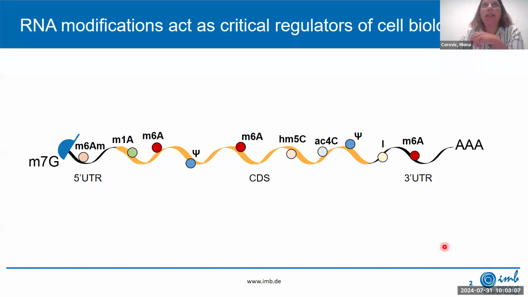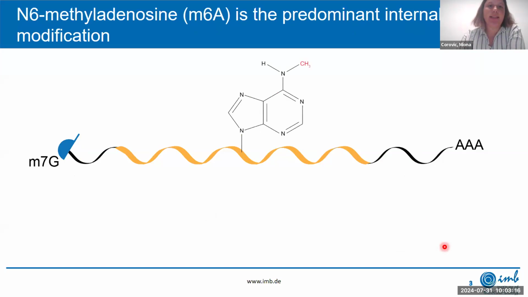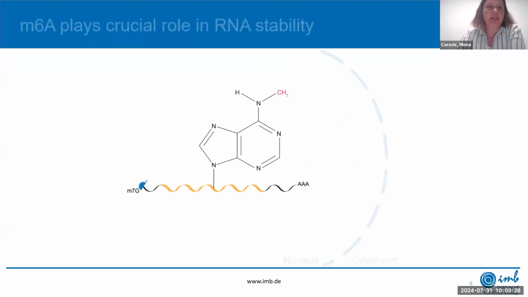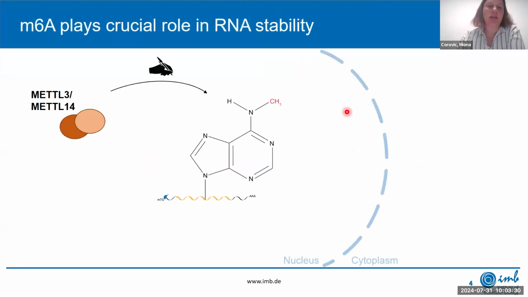But if I'm being completely honest, this is how we see the molecule. So we are really concentrating on the M6A modification. And what is M6A? It is the methylation of the adenosine in the N6 position. It is the predominant internal mRNA modification. It is written in the nucleus by the core protein complex METTL3-METTL14 in a sequence-dependent manner, where the A that is methylated is always followed by a C.